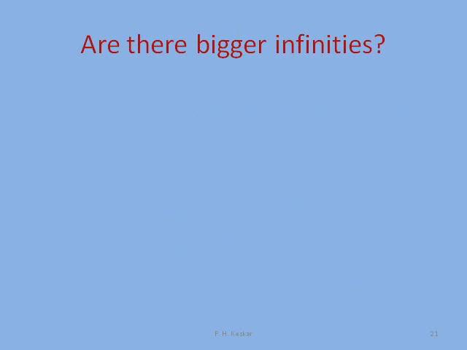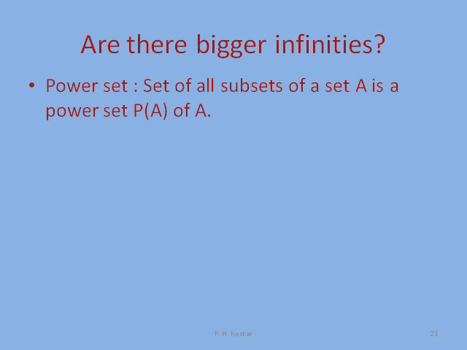But now, are there still bigger infinities? And the answer is yes. For that you have to go to the concept of power set. What is a power set? The elements of the power set are subsets. So if you consider the power set of A, its elements are all subsets of A. Those elements are themselves sets. If you collect all such subsets of A and put them in a set, that is a power set.